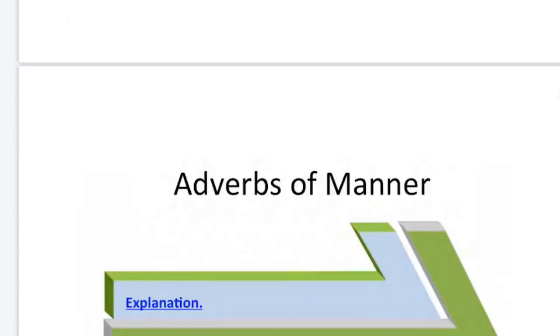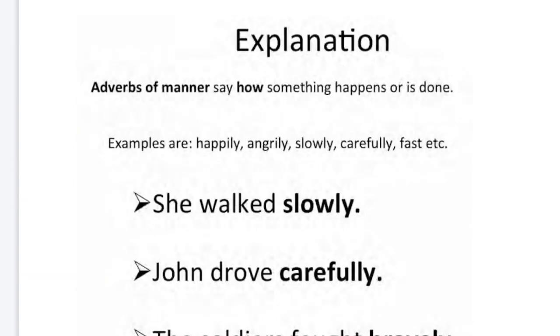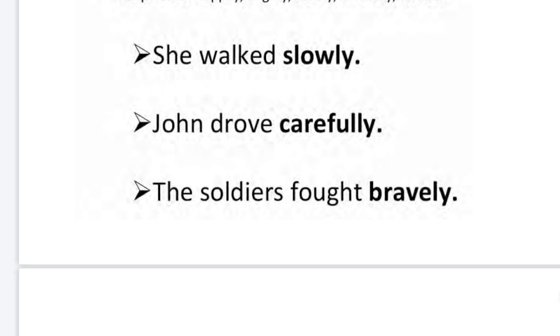Now let us see adverbs of manner. They tell how a thing is done. For example, happily, angrily, slowly, carefully. She walked slowly. Now slowly is telling me how she is walking. So it tells me about a manner of walking. John drove carefully. Now carefully is telling me about a manner. How is he driving? Carefully. The soldiers fought bravely. So again, it is telling me how did they fight? Bravely. So it is telling me about a manner.